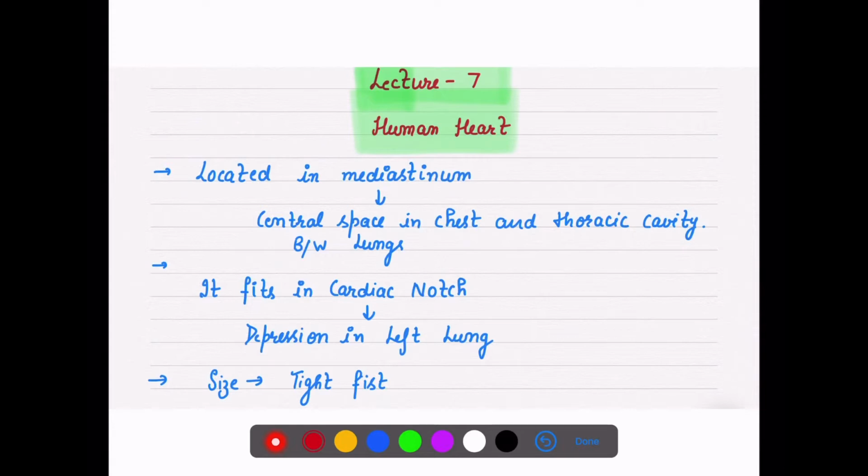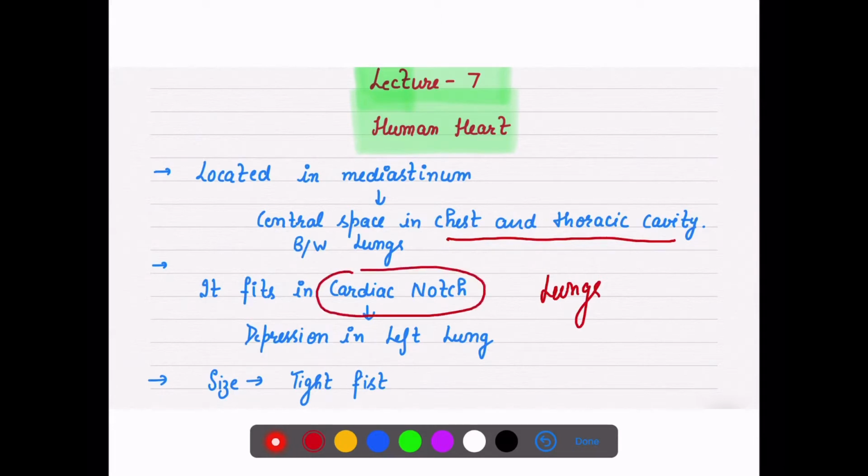So first let's talk about location, right? Location, as you know, it is a place between chest and thoracic cavity. And especially, because we have already done this word when we talked about lungs, in the left lung there was a cardiac notch. So your heart fits in that cardiac notch. So it is located in mediastinum. What is mediastinum? It is a space. It is a central space in chest and thoracic cavity.